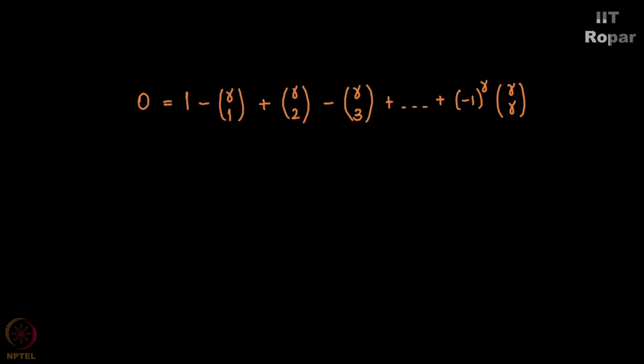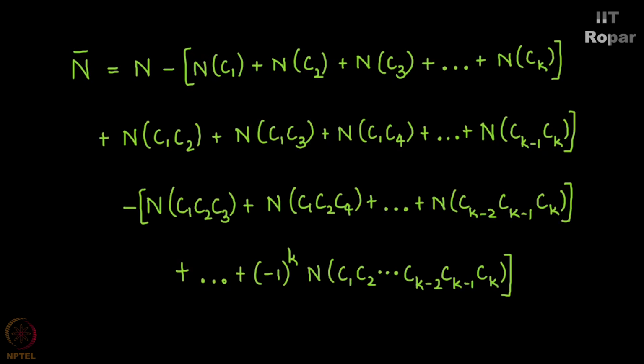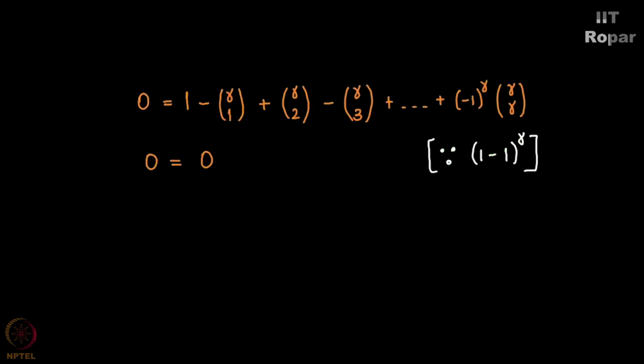Now, if you stare at this, you will realize that this entity is nothing else but 0. So 0 is equal to 0. Why is this 0? It is nothing else but 1 minus 1 whole to the power of R. You see? Think. So 0 is equal to 0, and hence no matter what element you take inside the rectangle, it contributes equally to the left hand side and to the right hand side, and hence the equation is true.